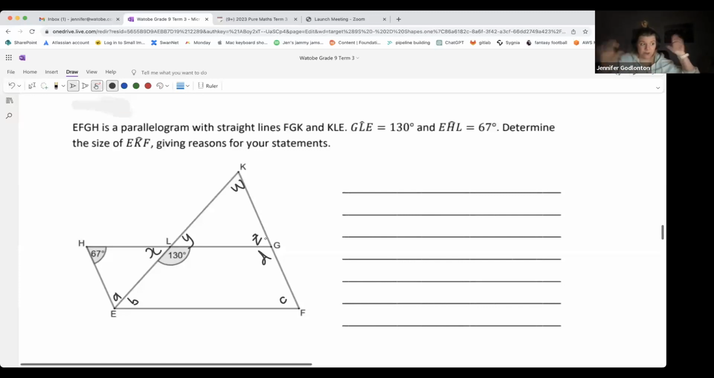You definitely don't need to use all of these angles. I'm just putting them there so that they're there to help you. Remember to read the question. Read the question. Yes, my love, how can I help?